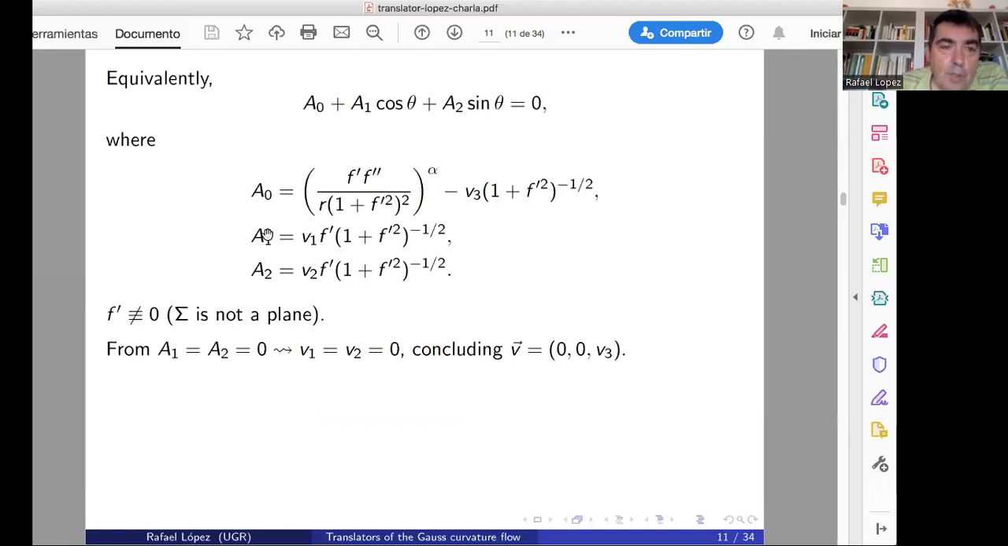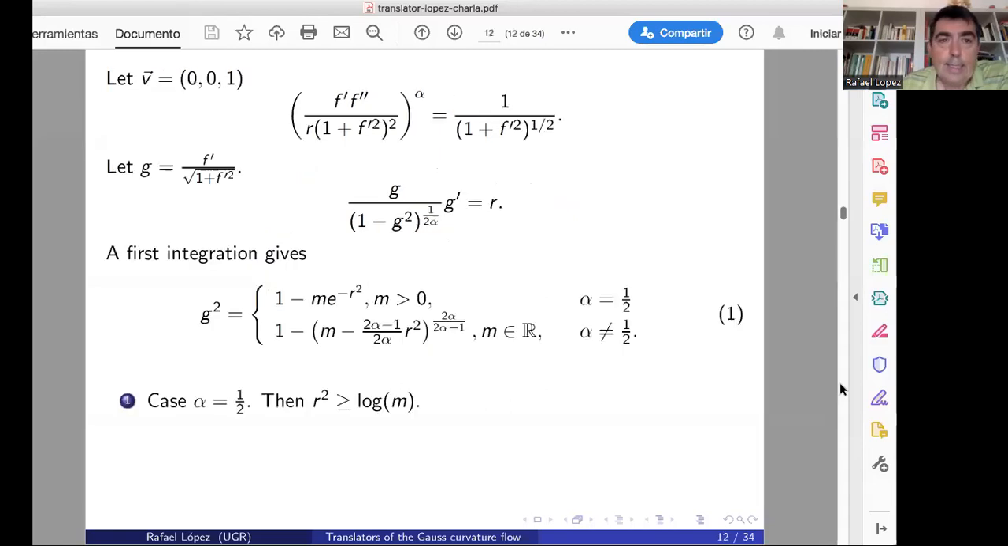From the last two equations, f prime cannot be 0, because in that case f is constant, and then you obtain planes, and then the Gauss curvature is 0. It's not possible. The Gauss curvature is always positive. Then v1, v2 must be 0, and the speed vector is parallel to the rotation axis. And this is the equation when the vector v is (0, 0, 1).